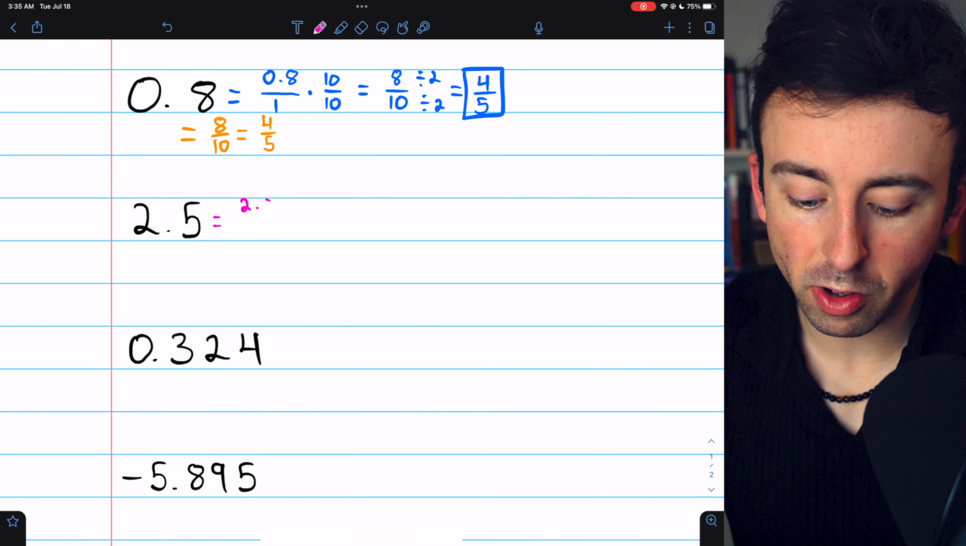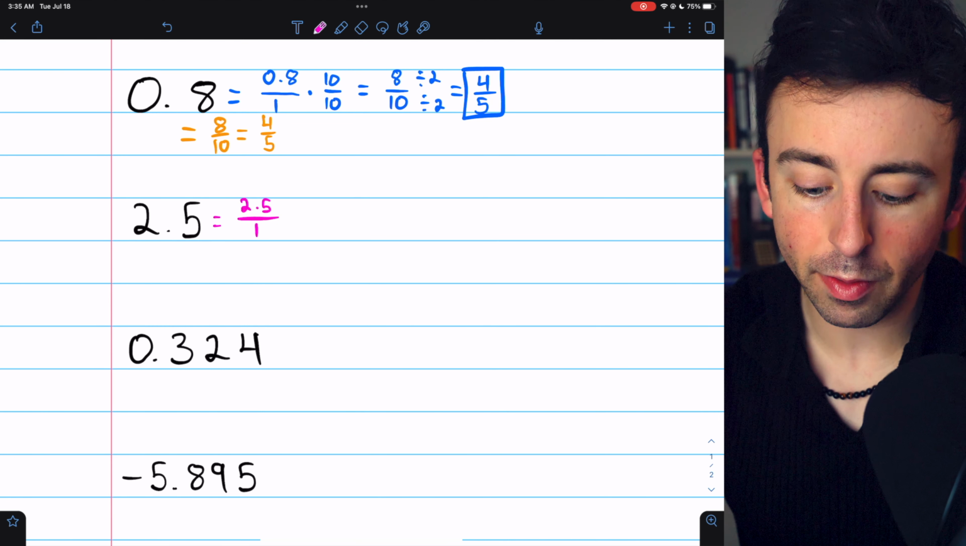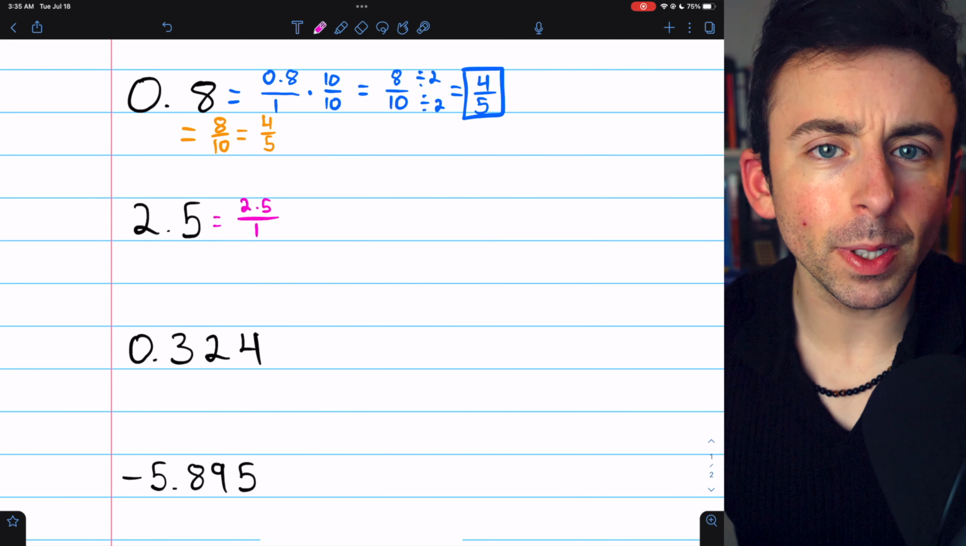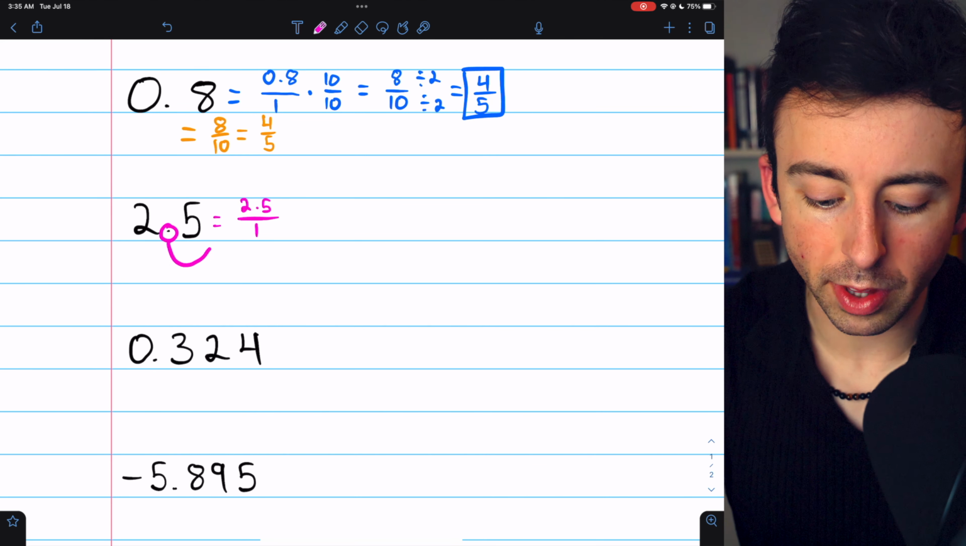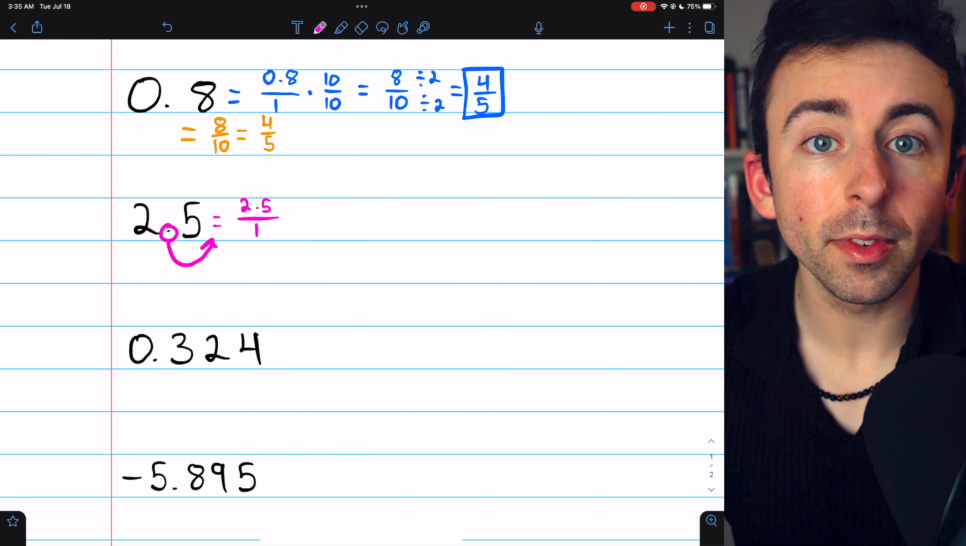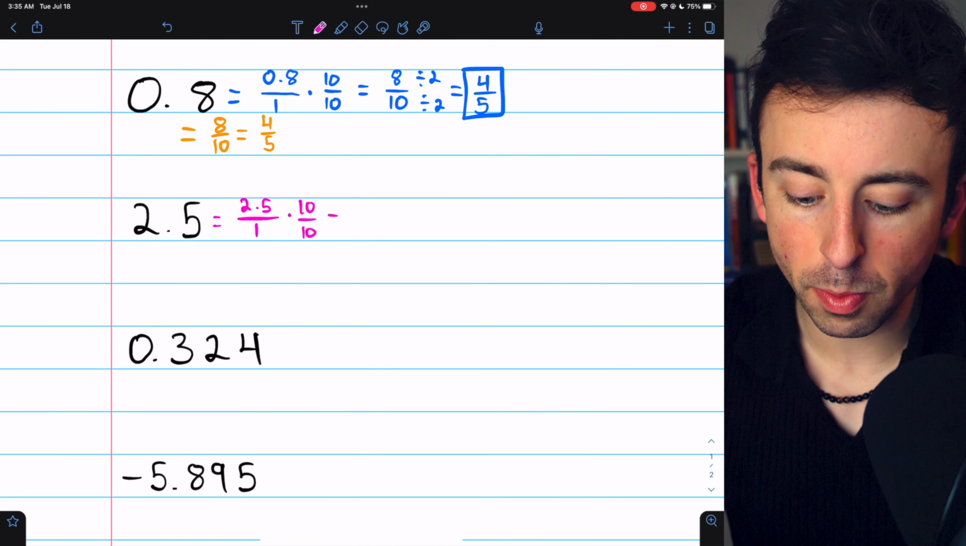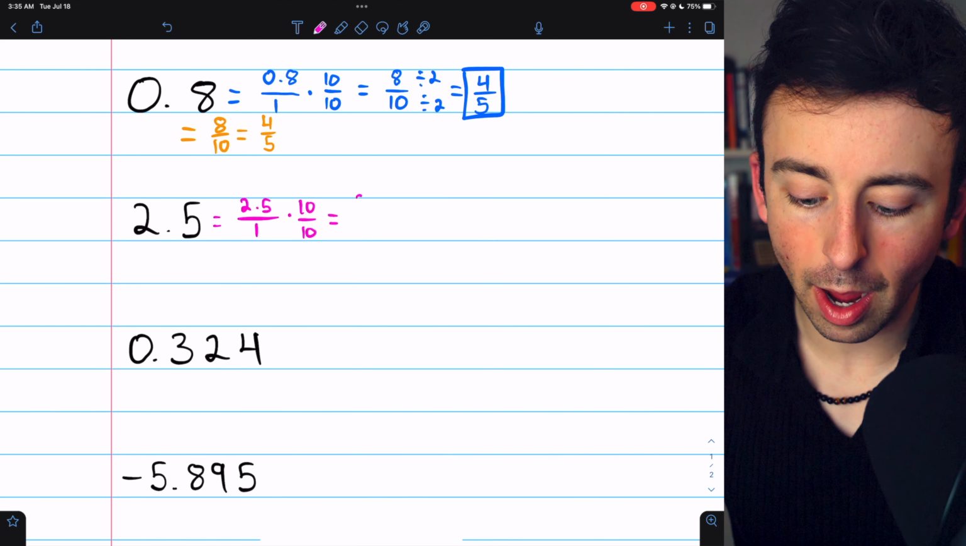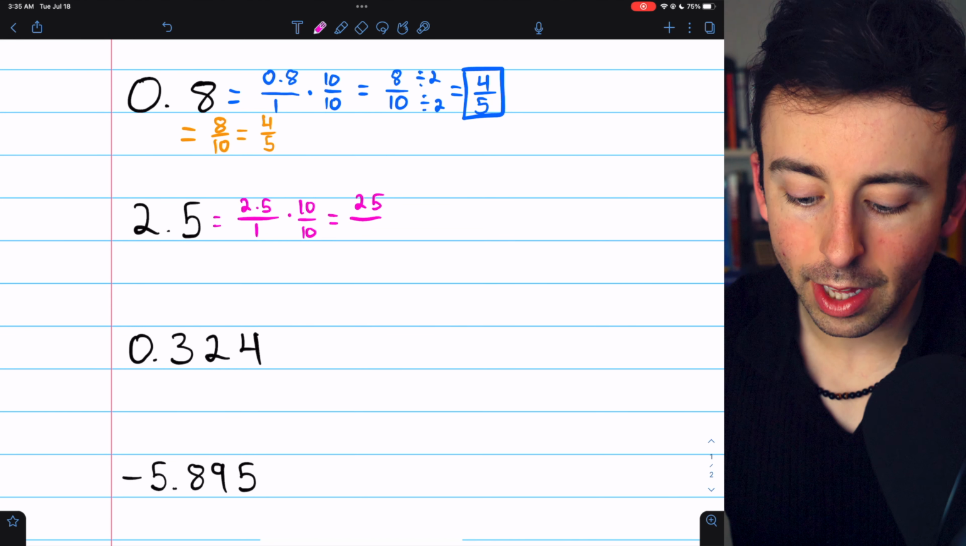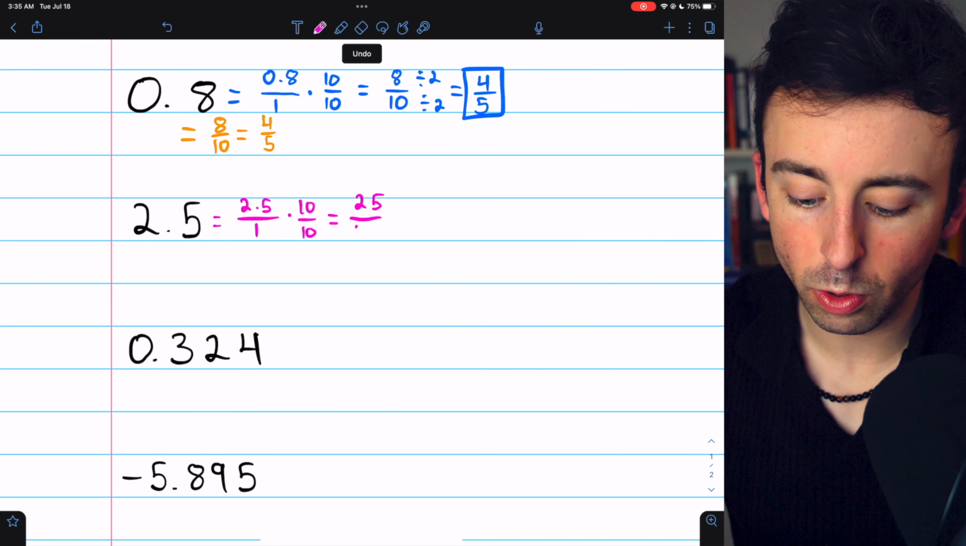Again, we can solve it much the same way. Write 2.5 over 1. Then, how many places to the right do we need to move the decimal point? Well, just 1. So, again, we'll multiply by 10 over 10. Then the numerator will become 2.5 times 10, which is 25. The denominator is 1 times 10, which is just 10.